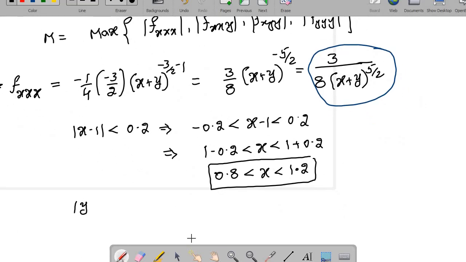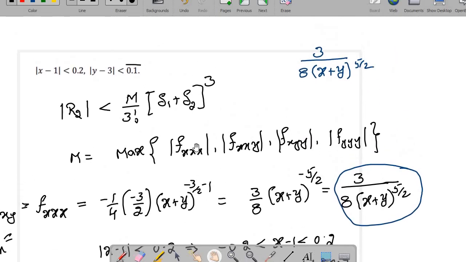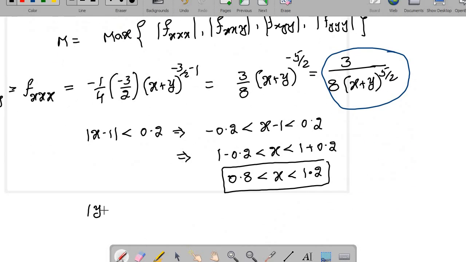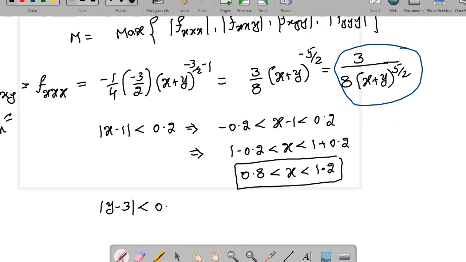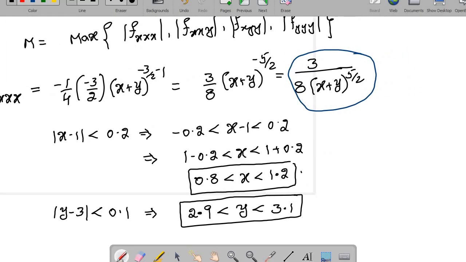And similarly we have one more expression: mod y minus 3 is less than 0.1. Do the similar things, and you'll get 2.9 is less than y is less than 3.1. So now in this region you need to find the maximum of this expression.